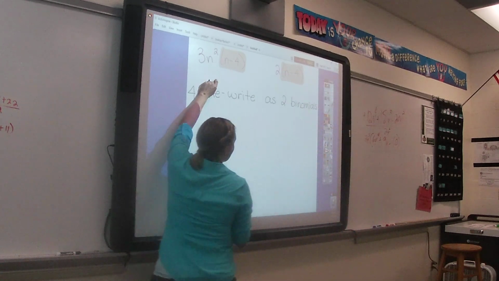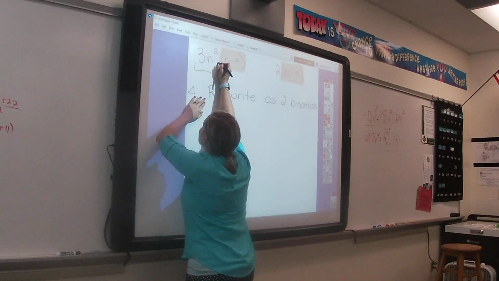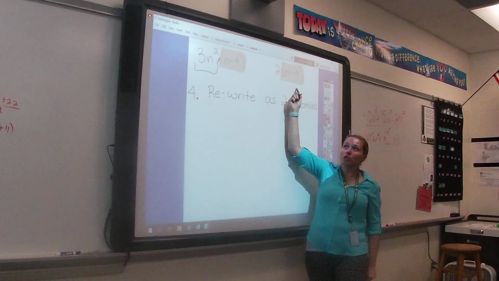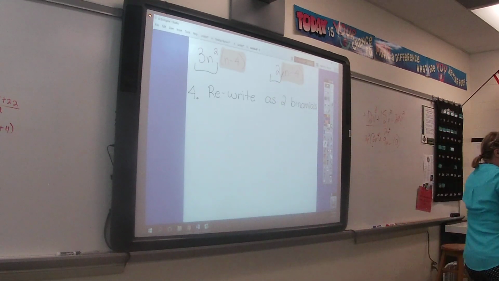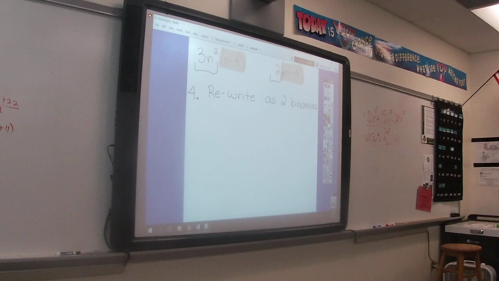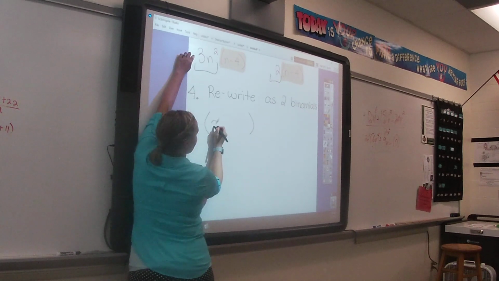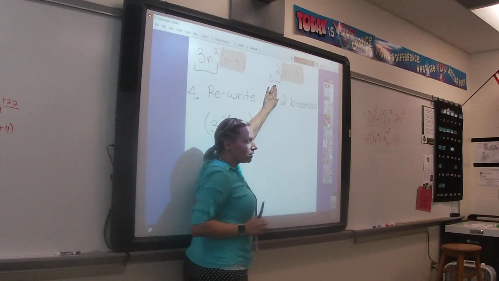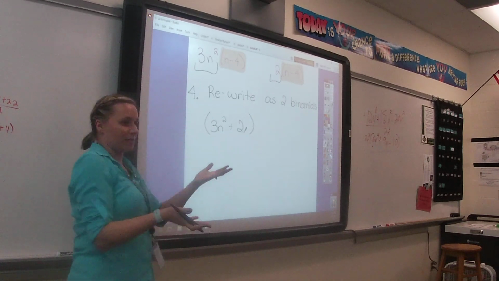So we are going to take our two GCFs. What's my GCF of this one? 3n squared, right? This entire thing is my GCF. What's my GCF of the second half? 2. And I'm going to literally just squeeze them together and set them side by side. I'm going to take a 3n squared. Is this a positive 2 or a negative 2? Positive. And a positive 2. And I'm just setting them there.